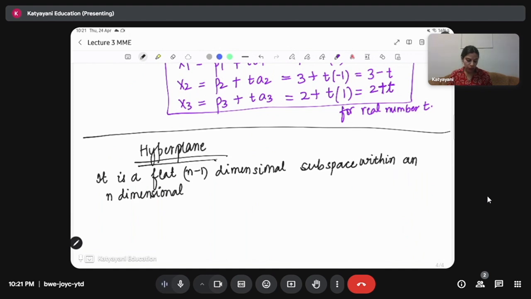Suppose we are in a two-dimensional space. What is a two-dimensional space? The XY plane, right? Suppose we are in a two-dimensional plane. This is the x axis, this is the y axis. This is two dimensional, 2D. We will call it R2, two-dimensional space.